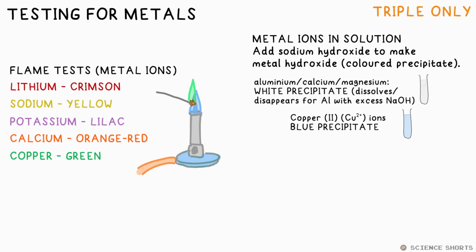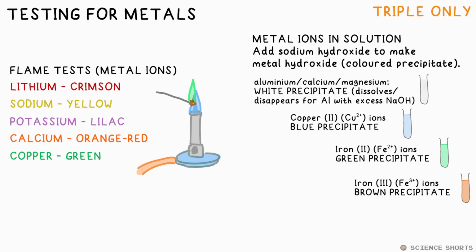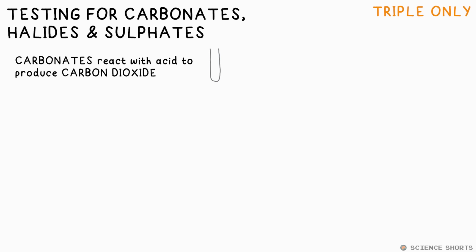Copper 2 ions, that is Cu2+ ions, form a blue precipitate. Iron 2, green precipitate. Iron 3, brown. You might have to complete an ionic equation for these, for example the copper and hydroxide ions making copper hydroxide, and you have to make sure it's balanced too. Carbonates react with acids to make carbon dioxide gas, and we can use lime water to test for that.